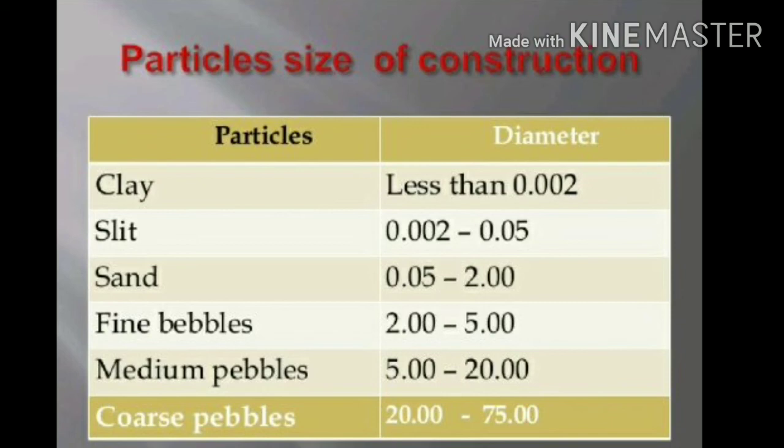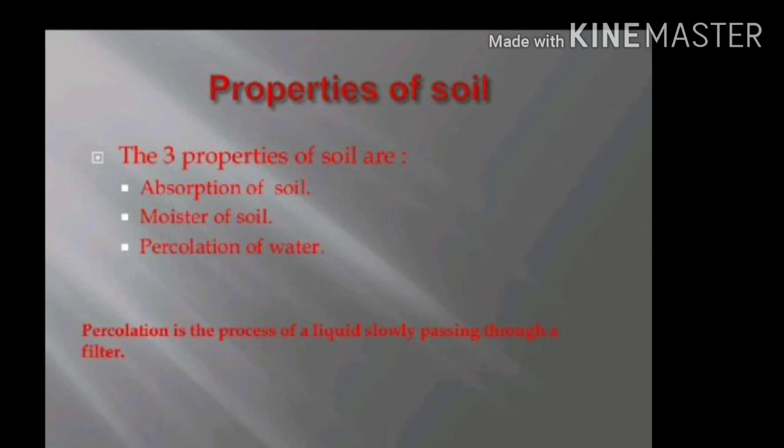Now we have to consider the properties of soil. The three main properties of the soil are, first, absorption of soil, second, moisture of soil, and third, percolation of soil. See, what does absorption of soil mean?